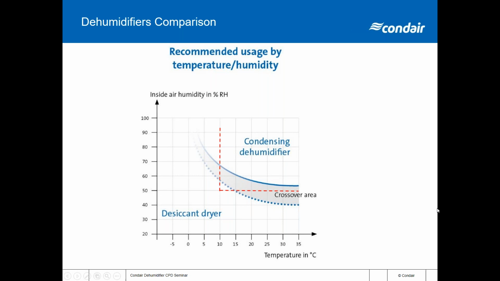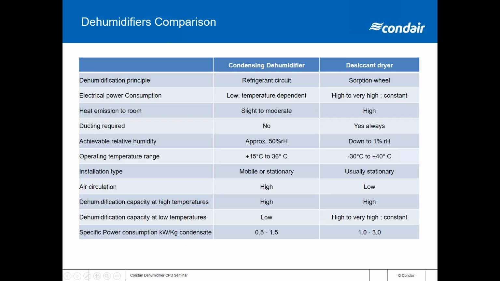So to look at the comparison between the technologies, well, we've got our two technologies here. We've got a condensing dehumidifier and our desiccant dryer. The dehumidification principle with a condensing dehumidifier is that direct expansion refrigeration circuit that we looked at in some detail. Whereas a desiccant dryer is that absorption wheel that is going to capture water vapor and then release it in a hot air stream.